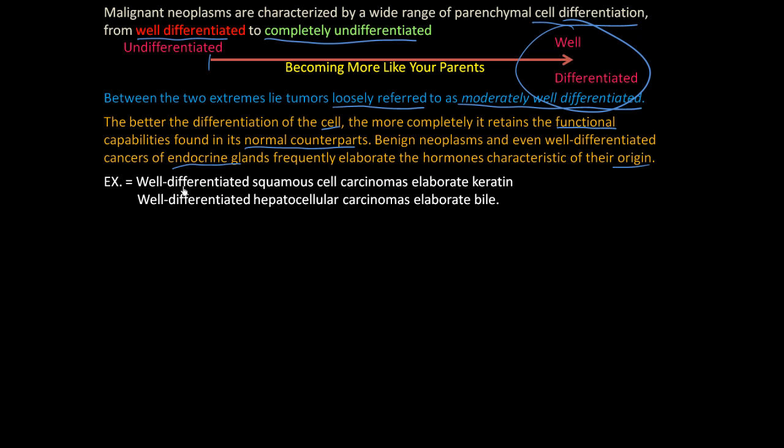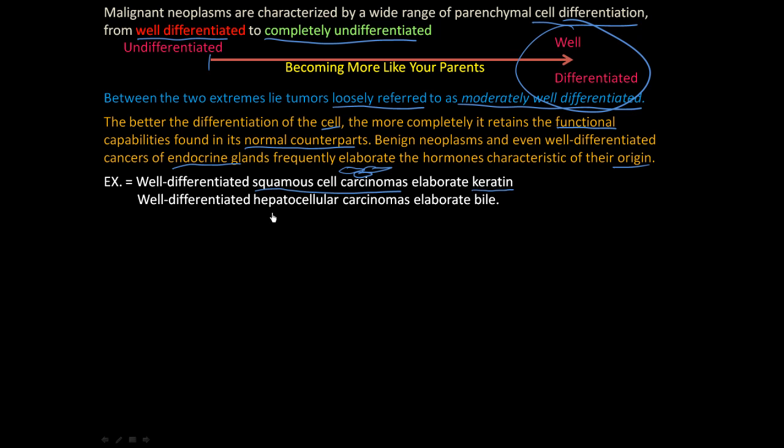Example, well-differentiated squamous cell carcinomas. So this is a carcinoma. This is a malignant cancer of an epithelium, and in this case it's a squamous cell. Looks like just little flat cells stacked up. So a well-differentiated squamous cell carcinoma elaborates keratin. Okay, that's kind of the skin cell from whence it came, produces keratin.